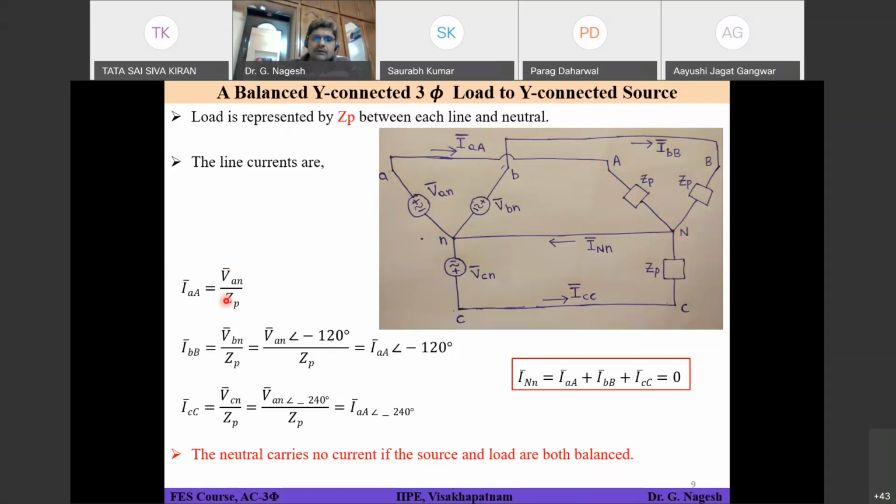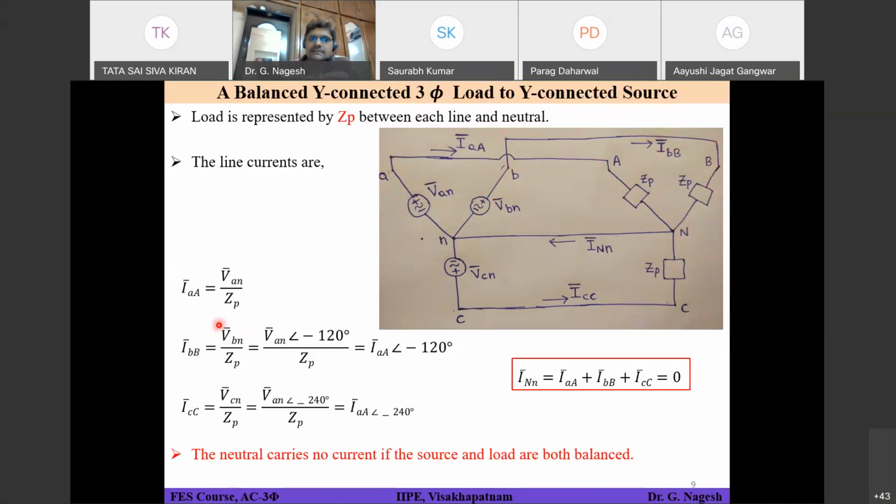Okay. What will be IBB? Same. VBN. Where is VBN? Here. So this is getting connected to this terminal. So VBN divided by ZP, that is called IBB.